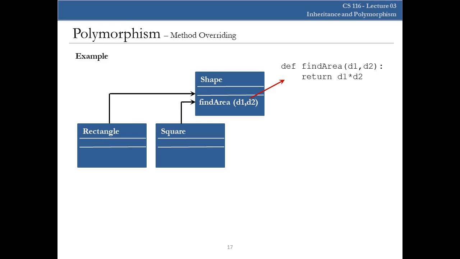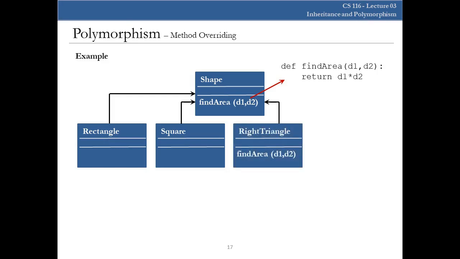But the problem here is that the formula for calculating the area of a right triangle is different from this given implementation. For that we write height multiplied by base divided by 2. So for a right triangle, this implementation of the find area method will not work. So what I can do is override this method in this class. I am overriding the method find area in the right triangle class.